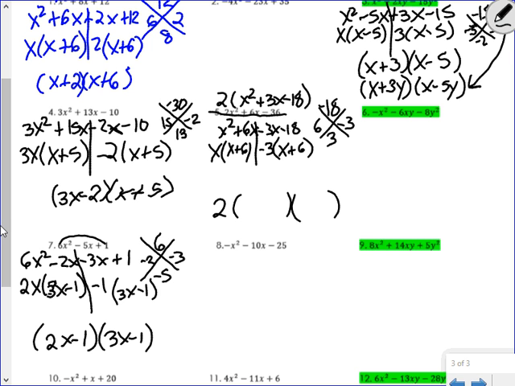So that was nice that it worked out, right? We used the correct GCF because everything worked out for the parenthetical expressions to be the same. So then what would my final answer be?